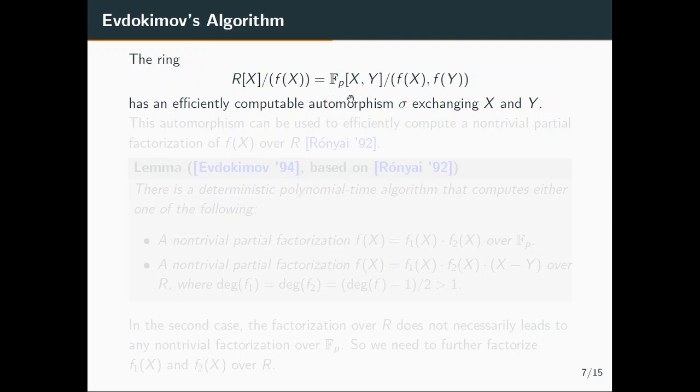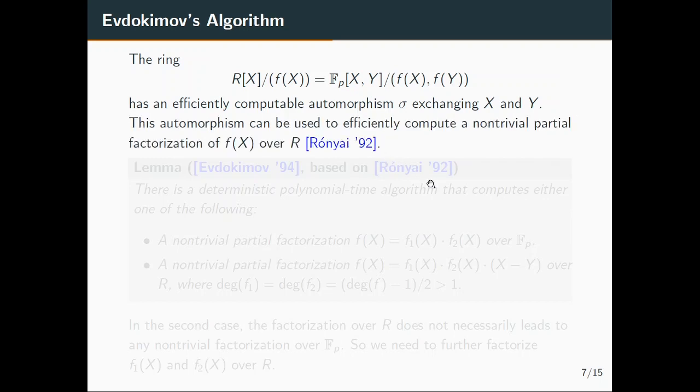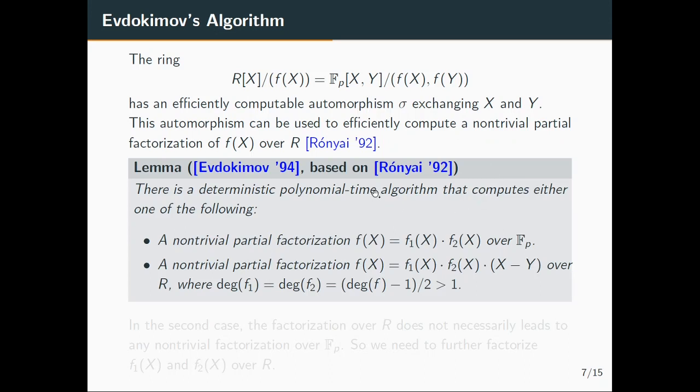When we define the ring R, we introduce a new variable y. Therefore, we are working with the algebra that has two variables x and y, and this algebra has an efficiently computable automorphism sigma that exchanges the variables x and y. And as I mentioned before, efficiently computable automorphisms are good for polynomial factoring. In particular, Ronyai showed that if you have this automorphism sigma, we can use it to efficiently compute a non-trivial partial factorization of f(x) over R. And Evdokimov used this observation to prove the following lemma.